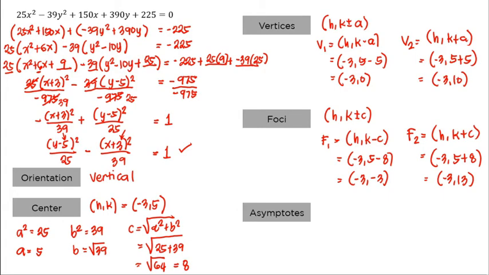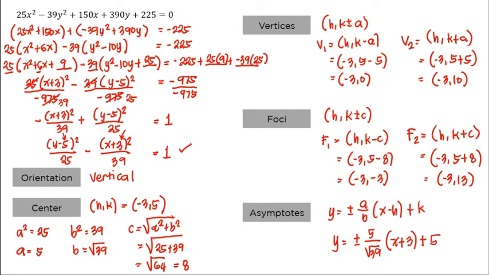And for the last property, the asymptote, since it is vertical, we have the formula y equal to plus minus a over b times (x minus h), plus k. So y now is equal to plus minus a, which is 5, over square root of 39, our b, times the quantity x minus h. h is negative 3, so this will become x plus 3, right? Plus k is 5, so we have plus 5. So these are the properties of this hyperbola.